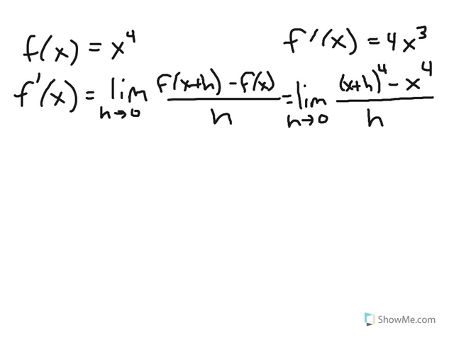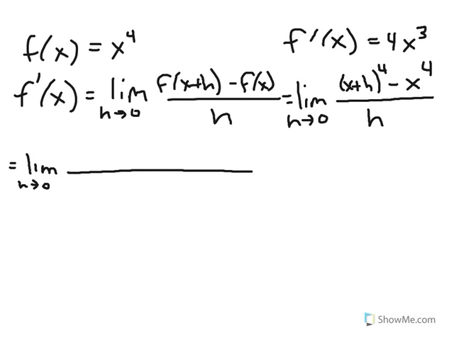Now you can see why we spent the time on the binomial expansion, because we're going to need to expand the expression at the top. If we tried to evaluate it right now, we would put a 0 in for h and get 0 in the denominator. We'd put 0 in for h in the numerator and get x to the fourth minus x to the fourth. We'd have indeterminate form. So we're going to do an expansion of the numerator and hope that something will cancel.